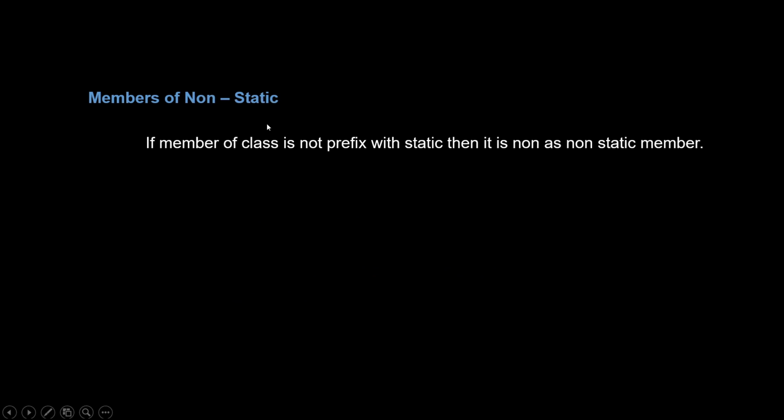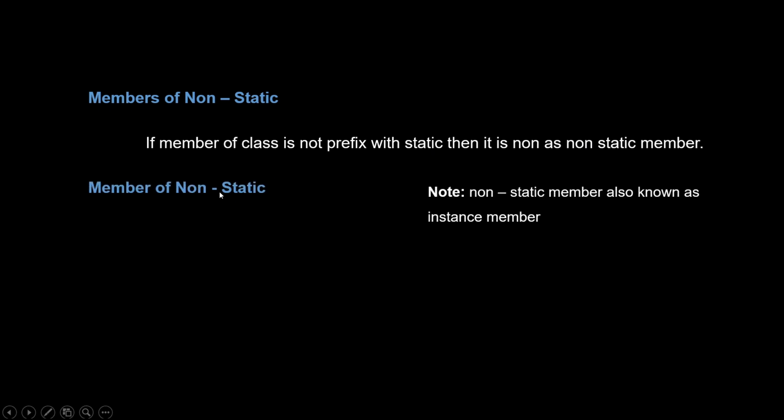Basically, inside a class, whatever members we have, like variables, methods, initializer blocks, that are not prefixed with static, meaning not annotated with the static keyword, are known as non-static members. So, what are the members in non-static? First point.